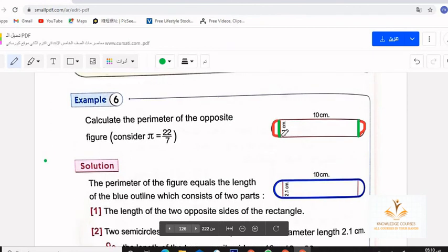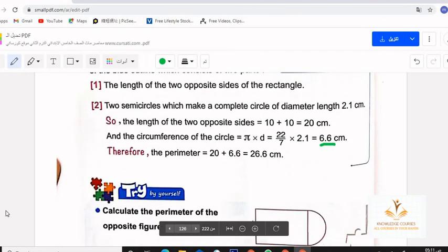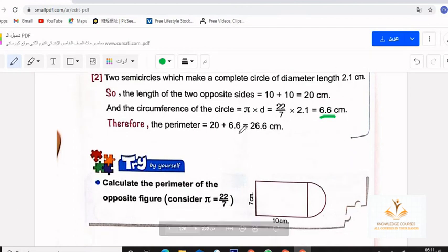The perimeter equals half circle and this straight line equals 10, plus half circle plus straight line equals 10. So the perimeter equals 10 plus 10 plus the circumference of this circle. Therefore, the perimeter equals 20 plus 6.6 equals 26.6. Okay? Try.